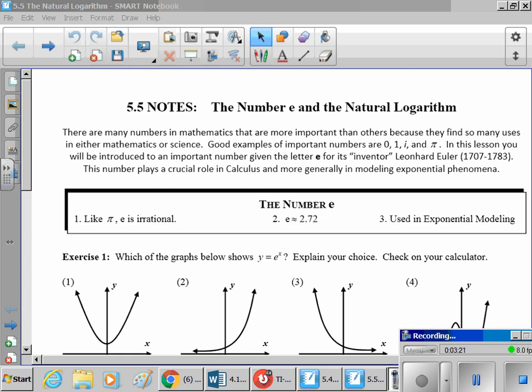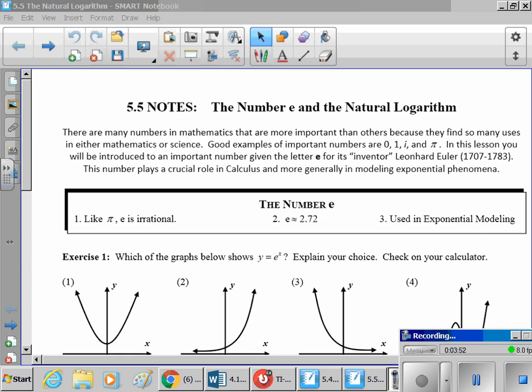All right, so like pi, e is irrational. The number e is approximately 2.72. Like pi, which is 3.14159, blah, blah, blah, e is also irrational. It's 2.718281828459, blah, blah, blah. All right, so it goes on forever. So we just basically, like we say, we're going to use e on our calculator whenever we're calculating with it, just like we use pi in our calculator. We never ever use its approximation.